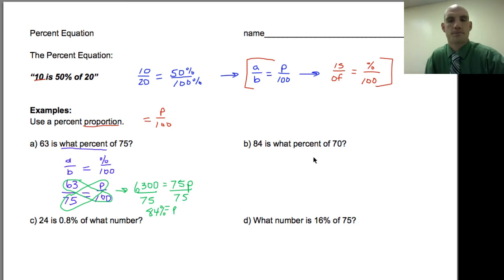Moving on to B. Try B on your own. Notice still missing that percent. See if you can set it up and try it on your own.